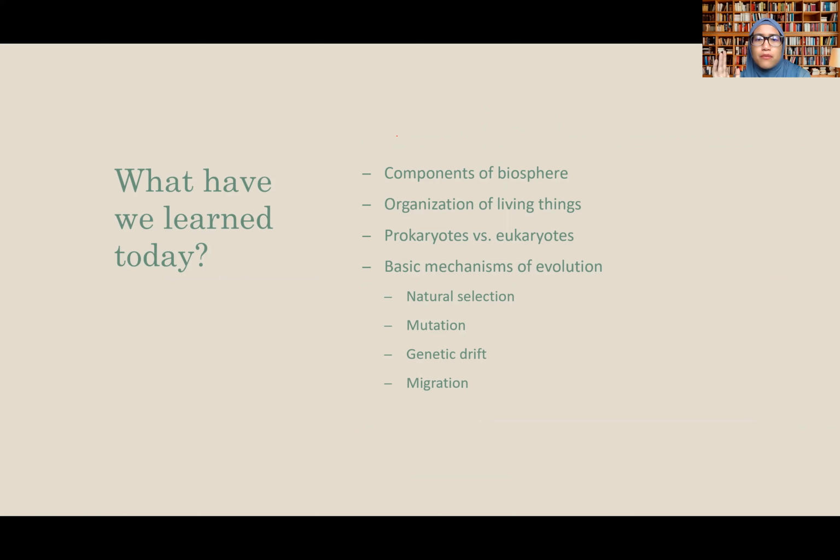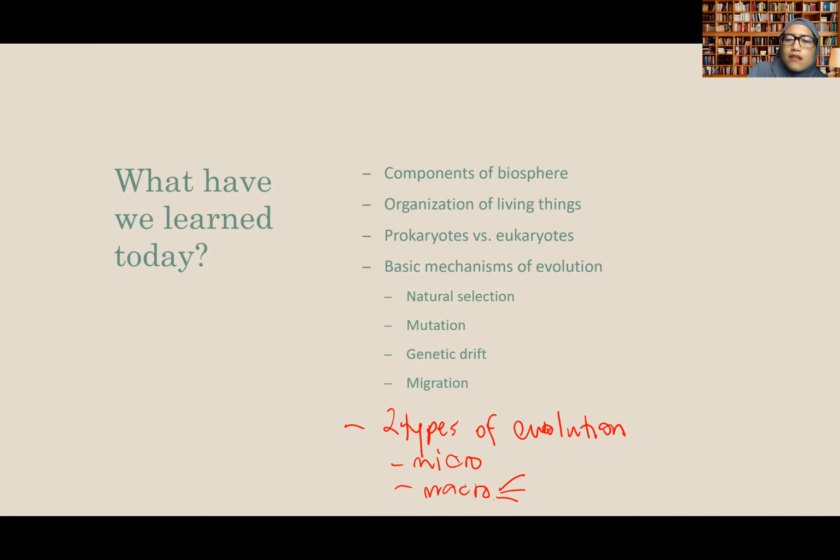And we also learned about basic mechanisms of evolution. We learned about natural selection, mutation, genetic drift, and also migration. And we also learned about the 2 types of evolution. I forgot. The 2 types of evolution. The microevolution, and also the macroevolution, which has 4 types of macroevolution.